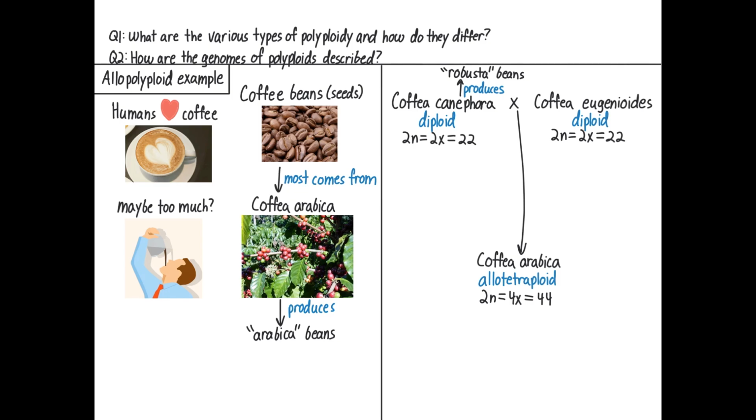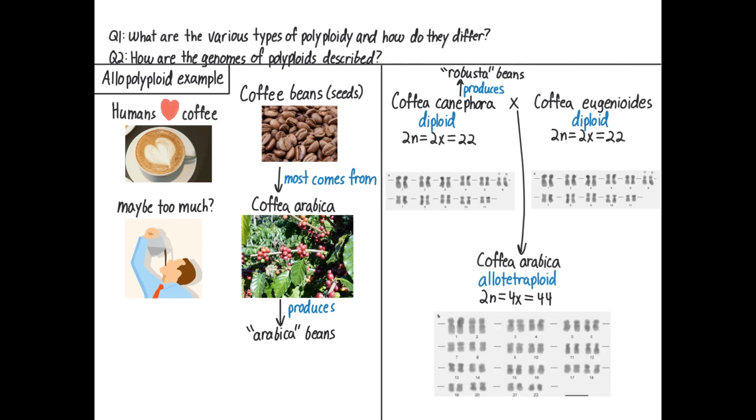They're very closely related species, so they have basically the same chromosomes, numbered 1 through 11. Each species has 2 sets of these 11 chromosomes, for a total of 22 chromosomes. The karyogram for Coffea arabica looks like this.